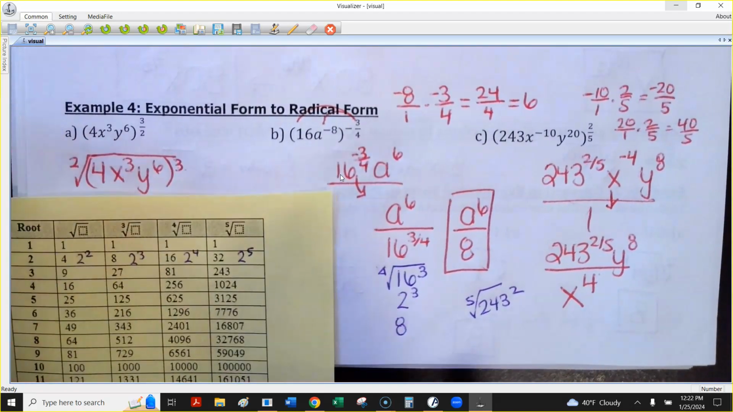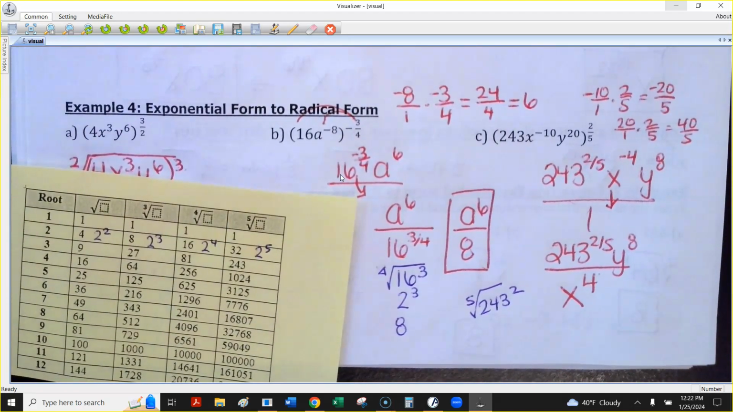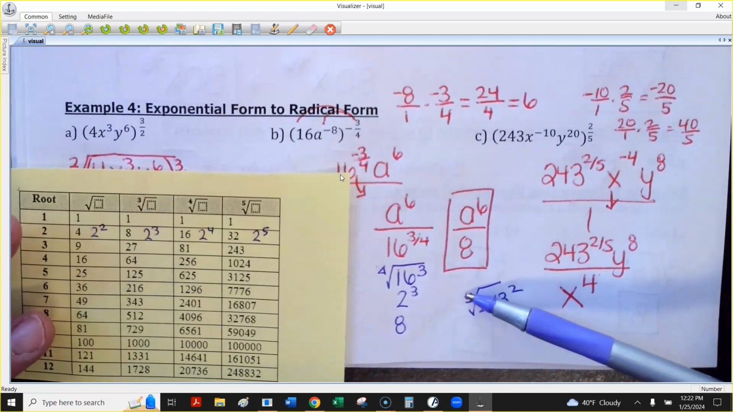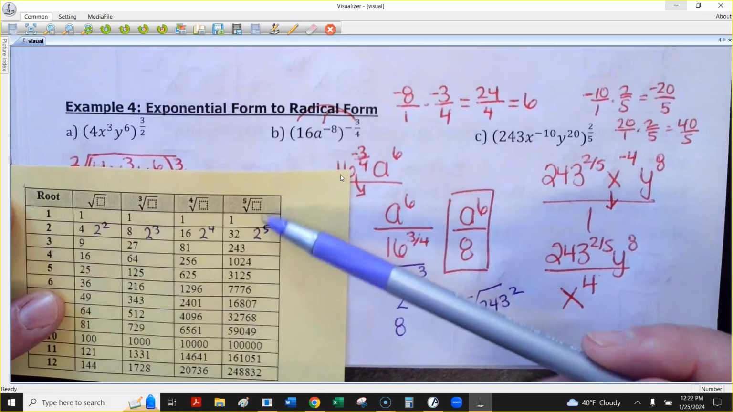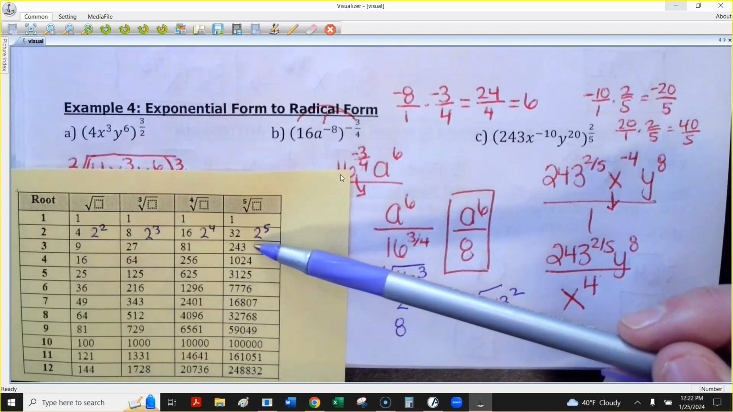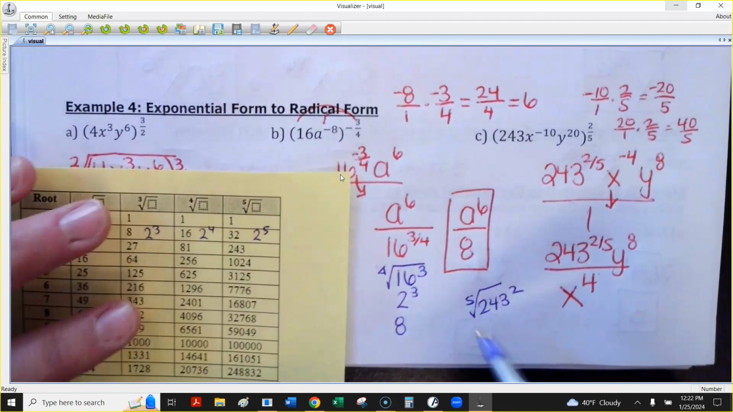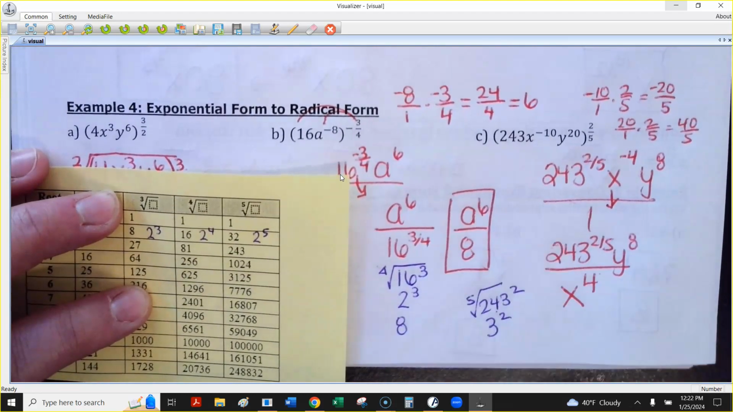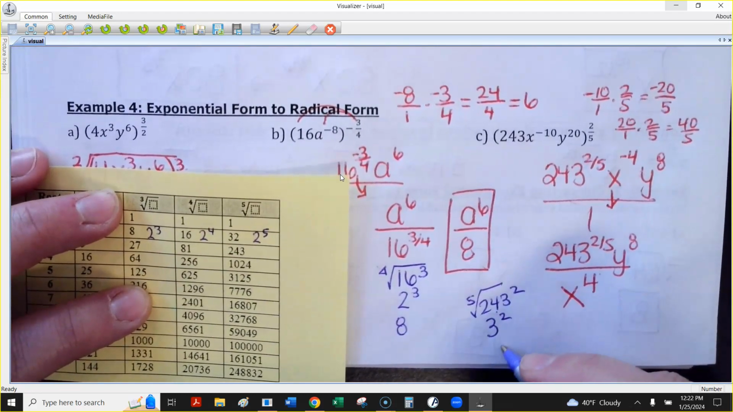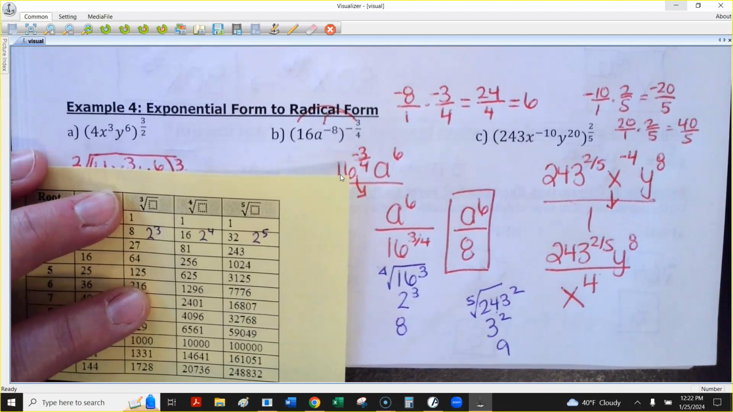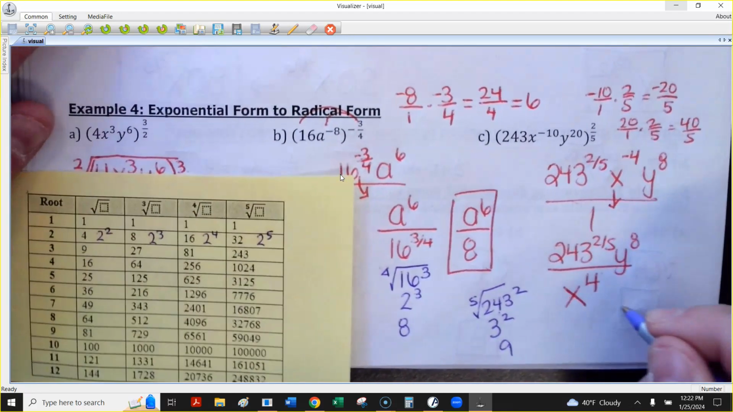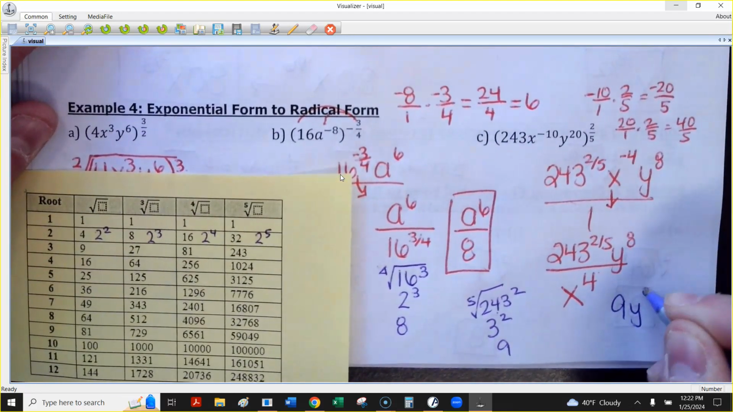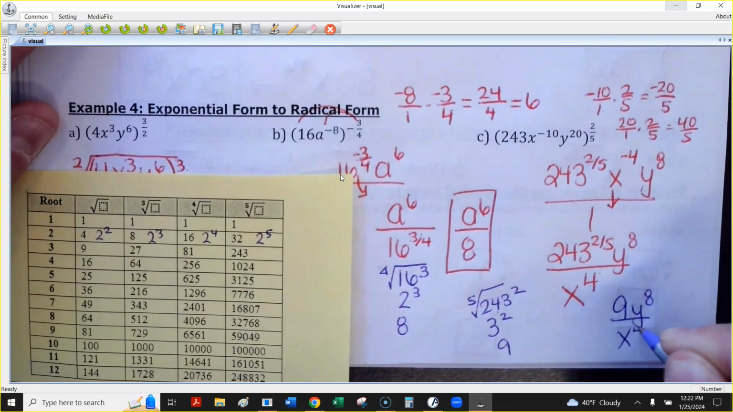So if you grab your lovely little yellow sheet, the 5th root of 243, if you look at the 5th root, that's the 5th column. 243 is the 3rd one down. So the 5th root of 243 would be 3, and then we would square that. So the 5th root of 243 squared is actually 9. So my final answer, just on the top, we'd have 9 y to the 8th, and then x to the 4th.